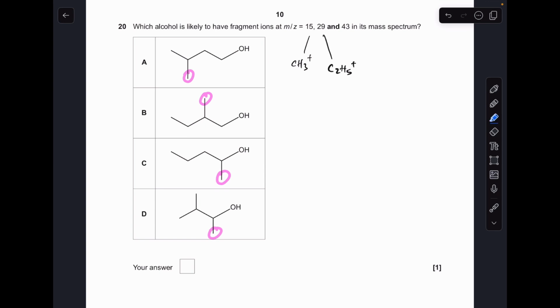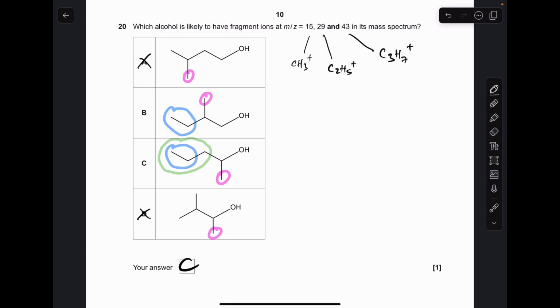So if we move on to fragment peak 29, that's due to C2H5+, and there's only 2 of these that can produce a peak there. So B can and C can, so that means that A and D are ruled out. So from B and C only, which one of those can produce a fragment peak at 43? That'll be due to a C3H7+ fragment, and hopefully you can see that it is C. So that's the answer.